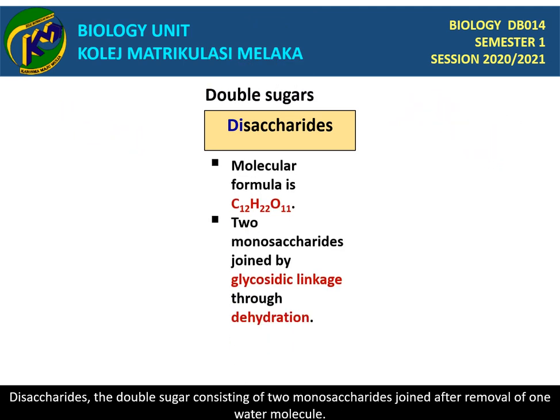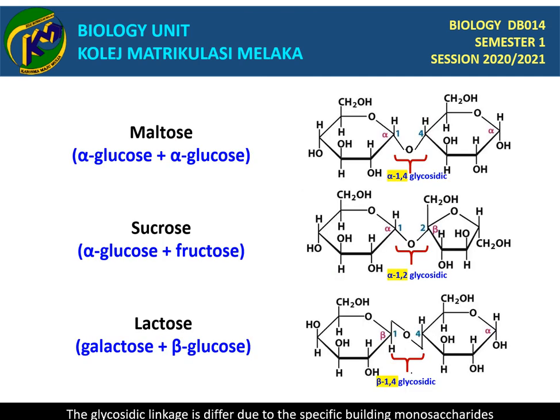Disaccharide, the double sugar which is formed when two monosaccharides join by dehydration. There are three examples of disaccharides, which are maltose, sucrose, and lactose.